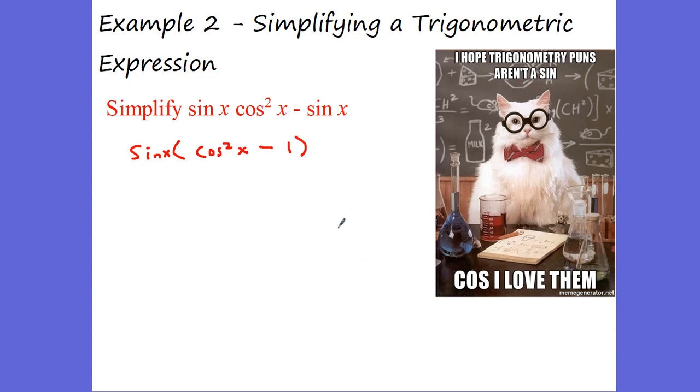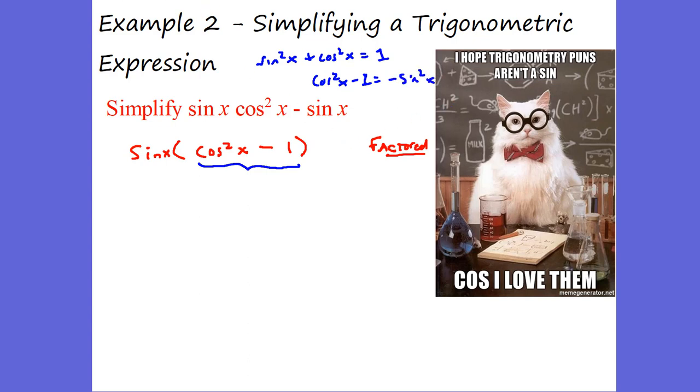And so now let's think about that. First thing we did was we factored. Okay, so factoring is a good thing to do. Now keep in mind that Pythagorean identity. Remember that Pythagorean identity said sine squared of x plus cosine squared of x is always equal to 1. Which means what's cosine squared of x minus 1 going to be equal to? Well, cosine squared of x minus 1 is going to be equal to negative sine squared of x.